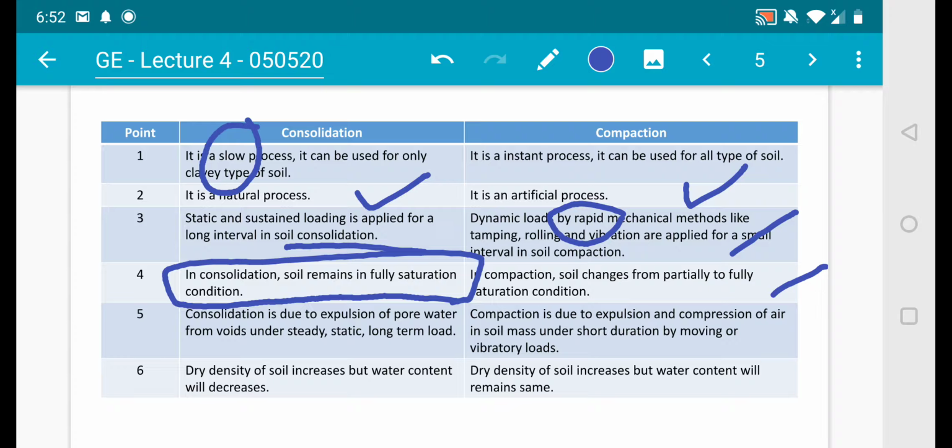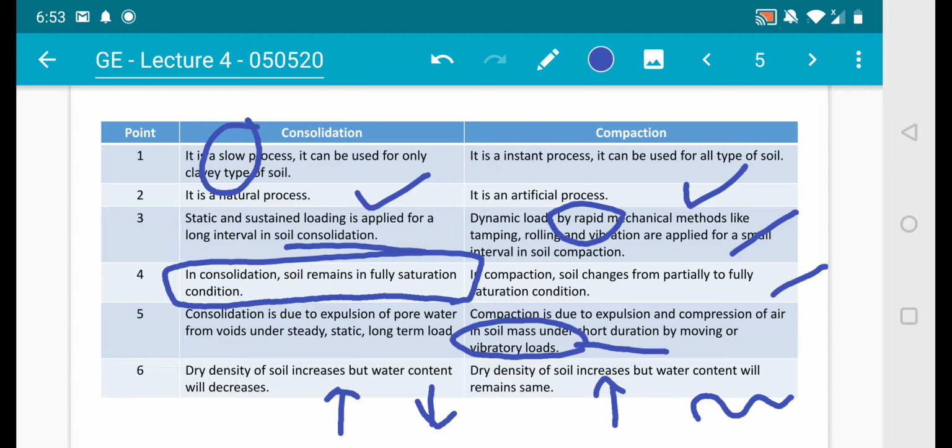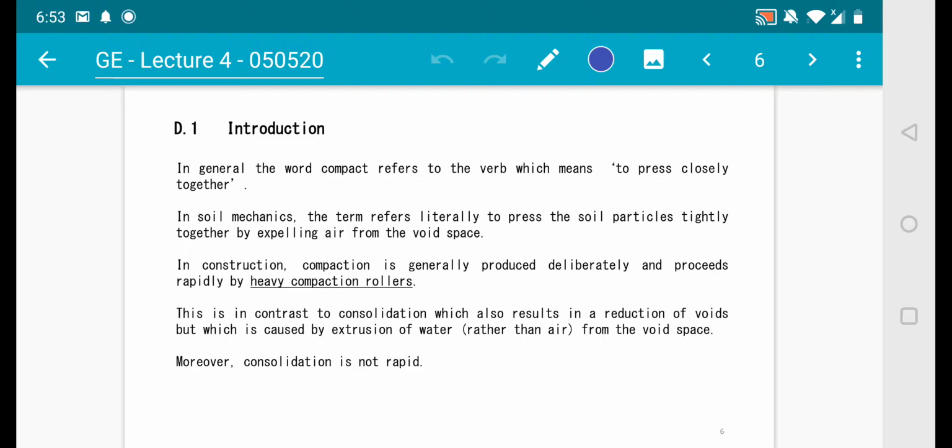Point number five, consolidation is due to expulsion of pore water from voids under steady, static, long-term load. As for compaction, it is due to expulsion and compression of air in the soil mass under short duration moving or vibratory loads. And lastly, in consolidation, dry density of soil increases but water content decreases, whereas for compaction, dry density of soil increases but water content remains the same. So if you have a comparative table like this, it is easier to go forward with the chapter. Now let's look at the introduction.